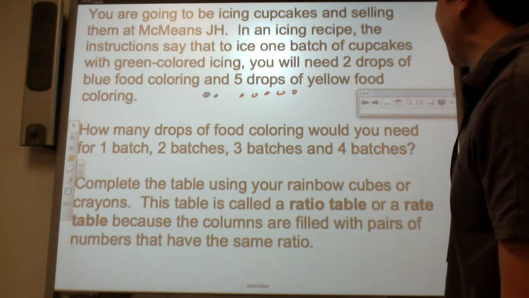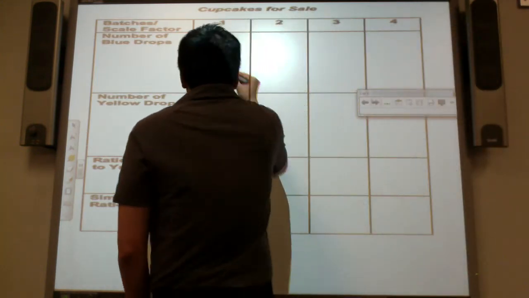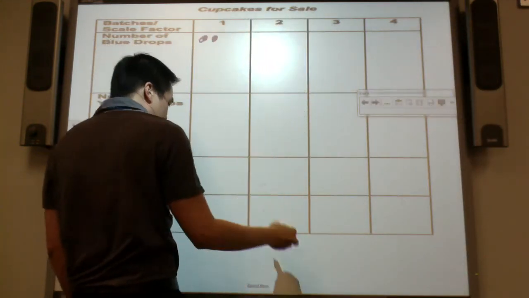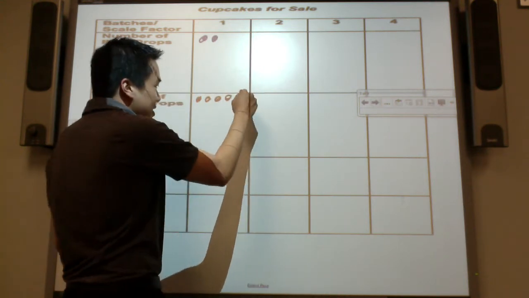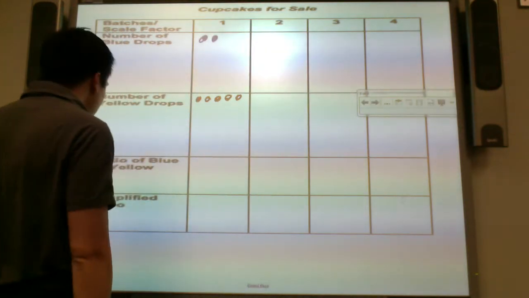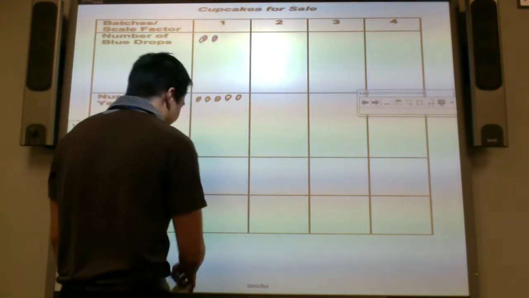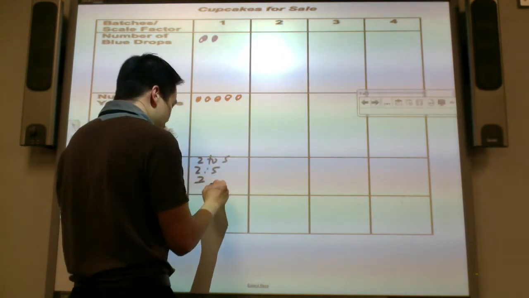So let's go back to it. To make one batch, you will need 2 drops of blue and 5 drops of yellow. So I'm going to use colors. So 2 drops of blue, 5 drops of yellow. Yes, I know this is not yellow. Let's just pretend it's yellow. So what's the ratio of blue to yellow? You can write it as 2 to 5, 2:5, or 2/5.